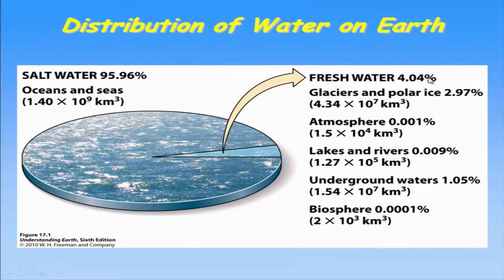So you can understand how small a quantity of water is available as fresh water, which is important for us. So salt water 95% and fresh water just 4%. And what has been listed down here, the glacial, this is all the fresh water we are talking about. The glacier and polar, atmosphere, lake, rivers, these are all fresh water. So in total, only 4% is fresh water and 95% is salt water.